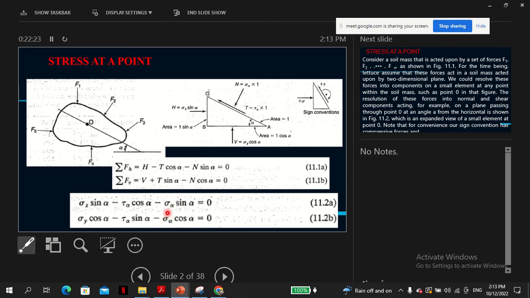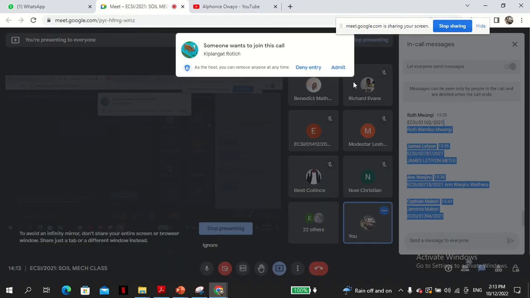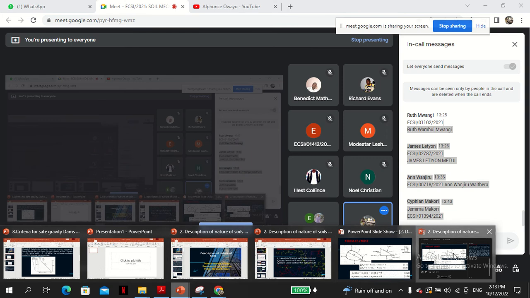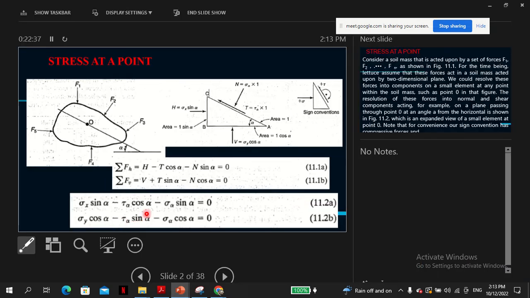cos sine alpha. And then also need to pay attention to this. You can see the sign has changed, and this has something to do with the convention of the force. I think you can do the mechanics in your free time.